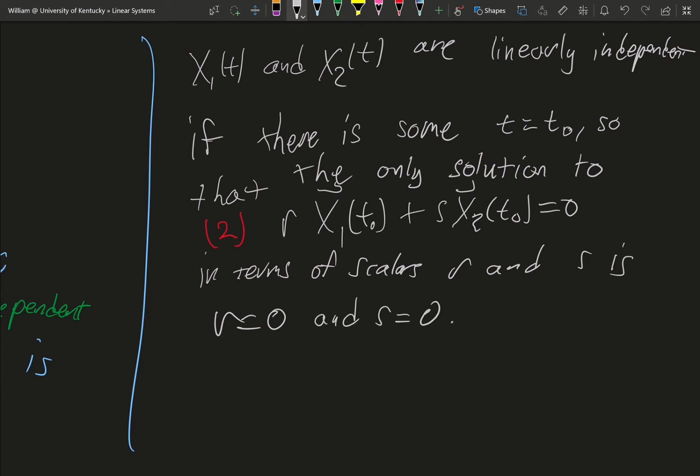No matter what x1 and x2 are, I can always find one solution, which is the solution where I just multiply both by 0 and add them up. But what's important is that that is the only solution. So this is what linear independence means in this context, and I will do two brief examples. Rather, I'll do an example and a non-example.